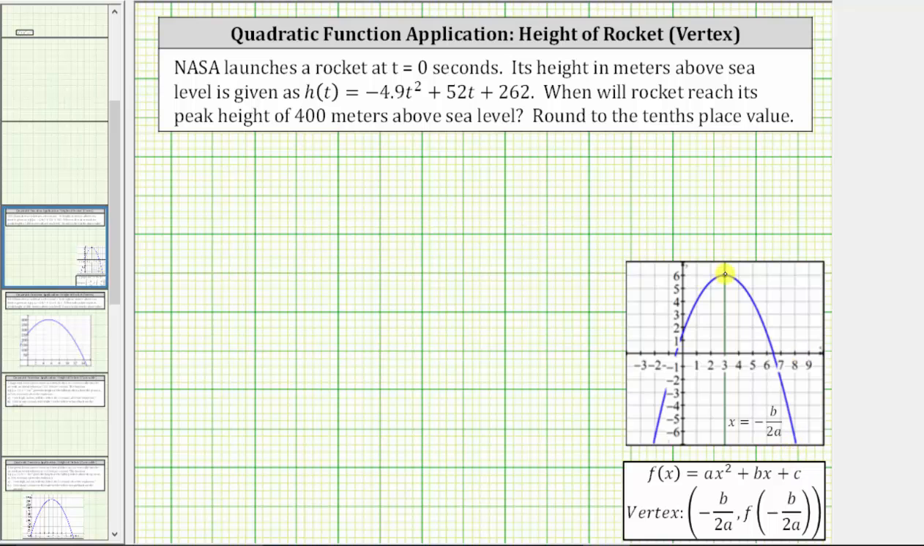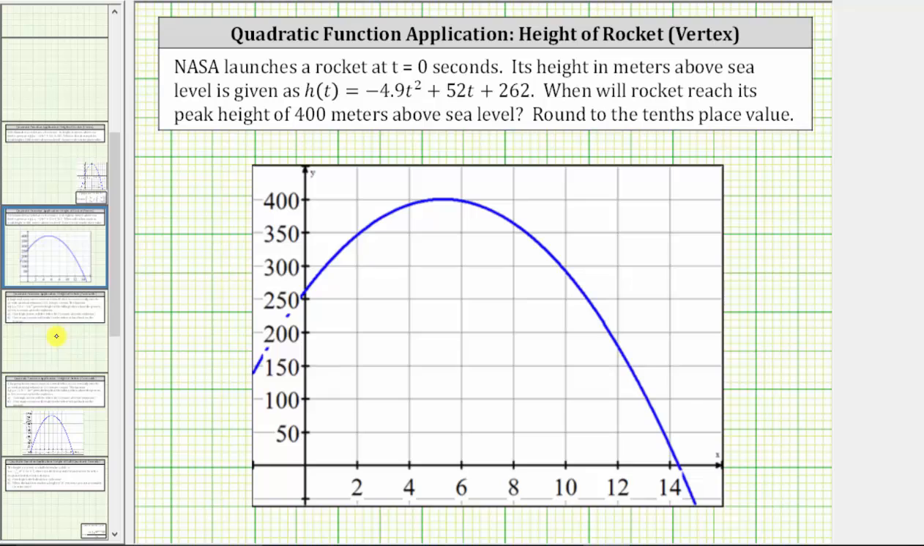Looking at the graph, this high point here is called the vertex of the parabola. This is where we have the maximum output or the maximum function value, which in our case tells us the peak height of 400 is the output or function value at the vertex. And we can verify this by looking at the graph of h of t. Here's the graph of the function h of t, and notice how the maximum height here is 400 meters.